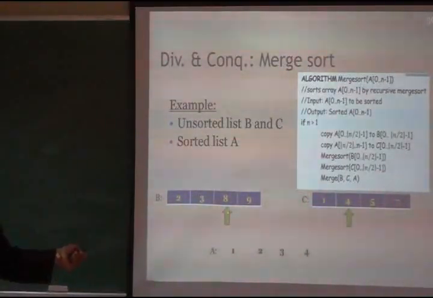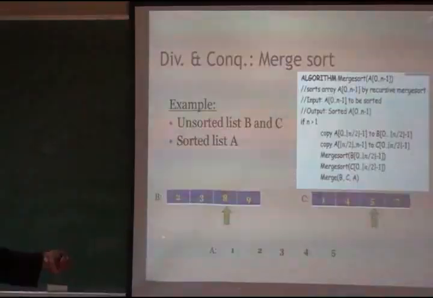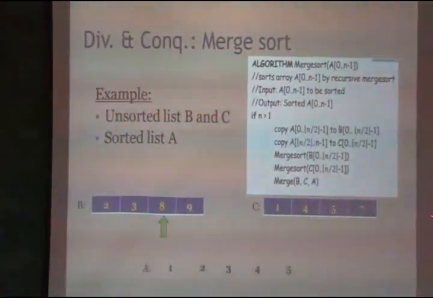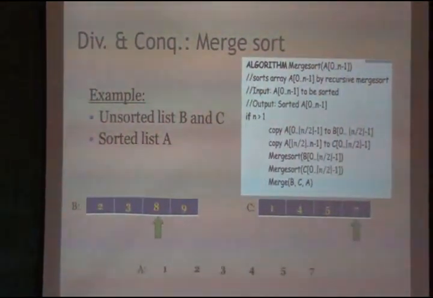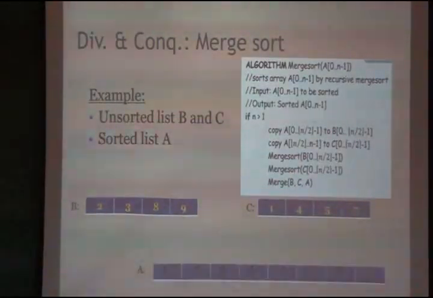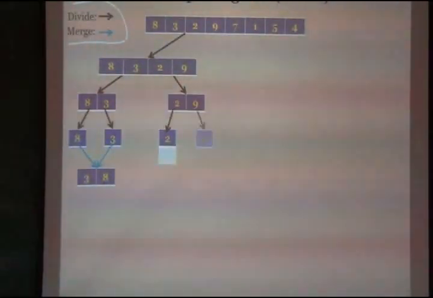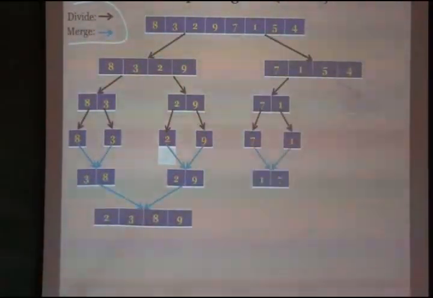Then 8 will be there. 8 will be compared with 5. So automatically 5 will be moved to the output array. Then 8 will be compared to 7. 7 will be moved, and the remaining elements will be moved to the output array. This is given in the example. I'll just go through this example quickly.